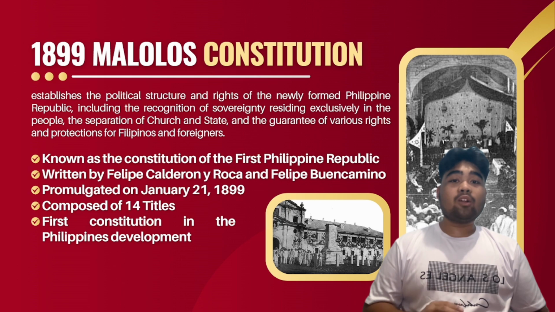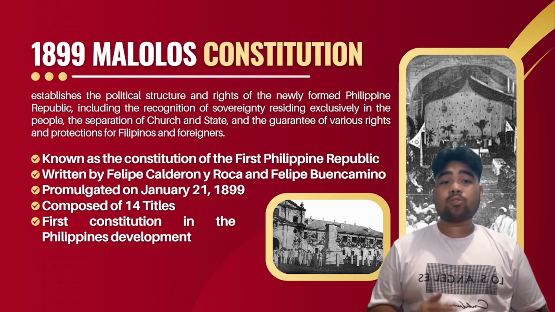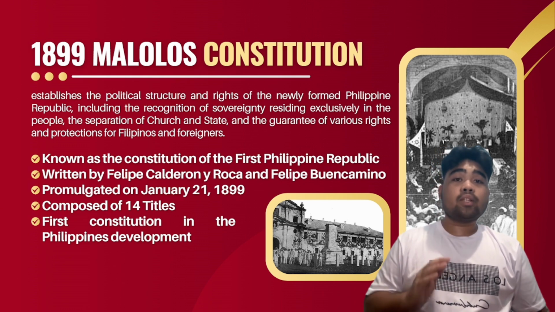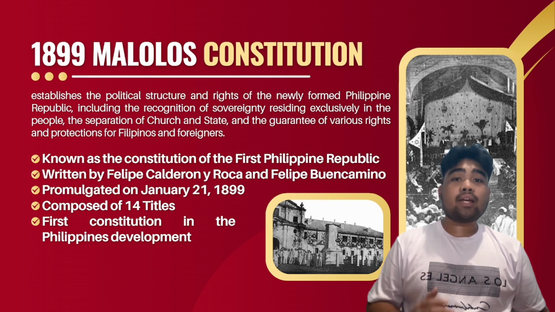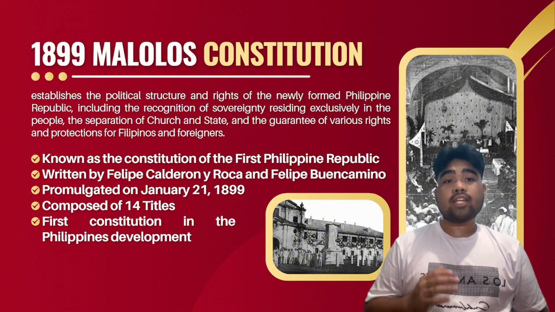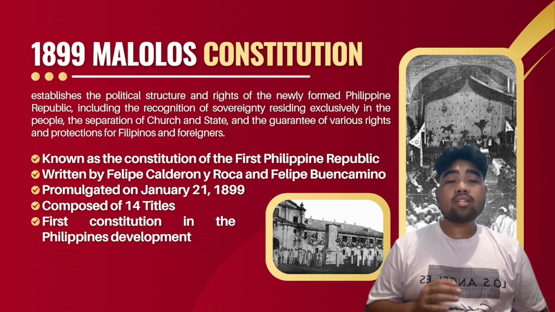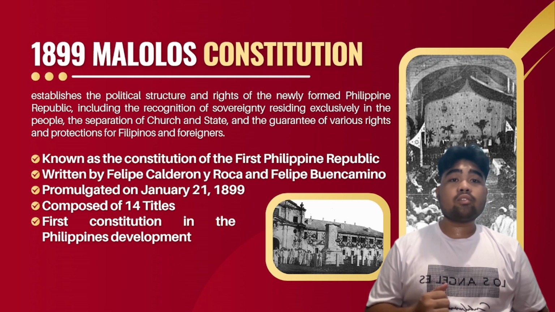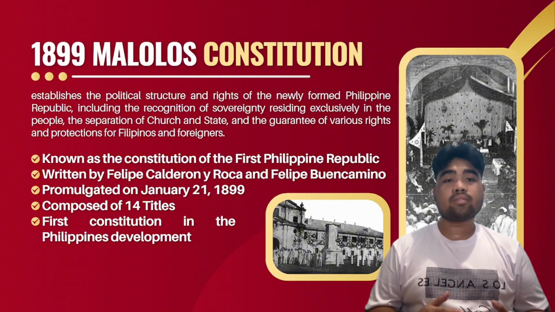The 1899 Malolos Constitution was the first constitution in the Philippines. It was also the constitution of the first Philippine Republic and was written by Felipe Calderon y Roca and Felipe Buencamino. It was promulgated on January 21, 1899, and is composed of 14 titles that establish the political structure and rights of the newly formed Philippine Republic, including the recognition of sovereignty residing exclusively in the people, the separation of church and state, and the guarantee of various rights and protections for Filipinos and foreigners.